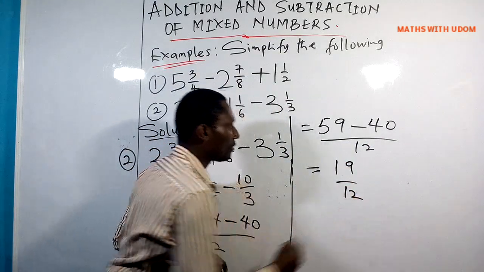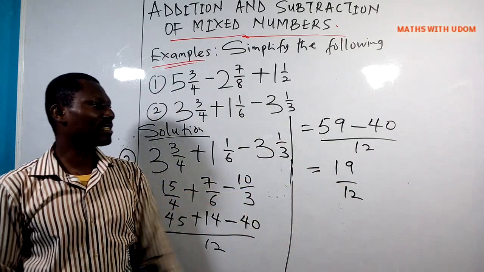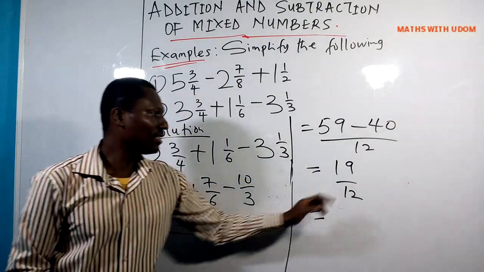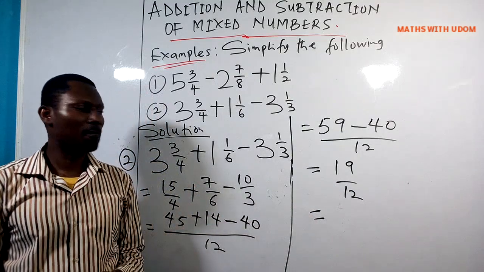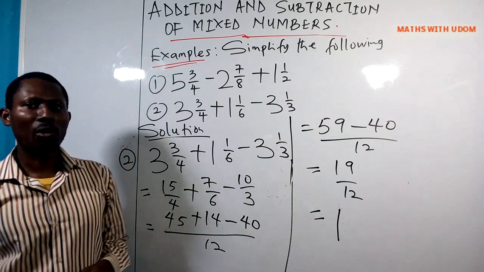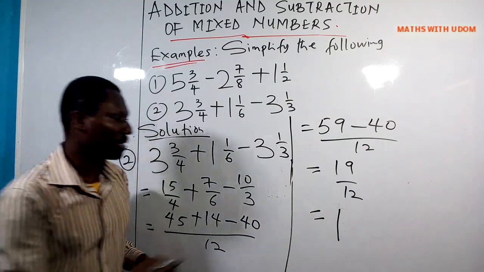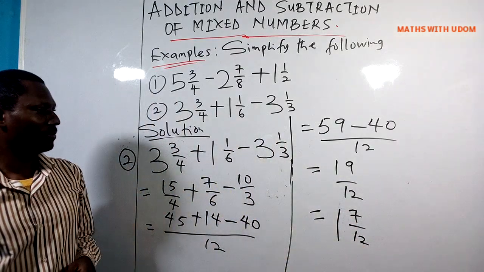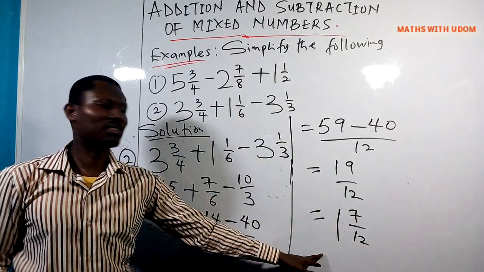19 divided by 12. Is that okay? Now, how many 12 can you see in 19? 12 in 19 is 1 whole number. Okay? 1 whole number. 7 over what? Over 12. 7 over 12. That is our answer for the first one.